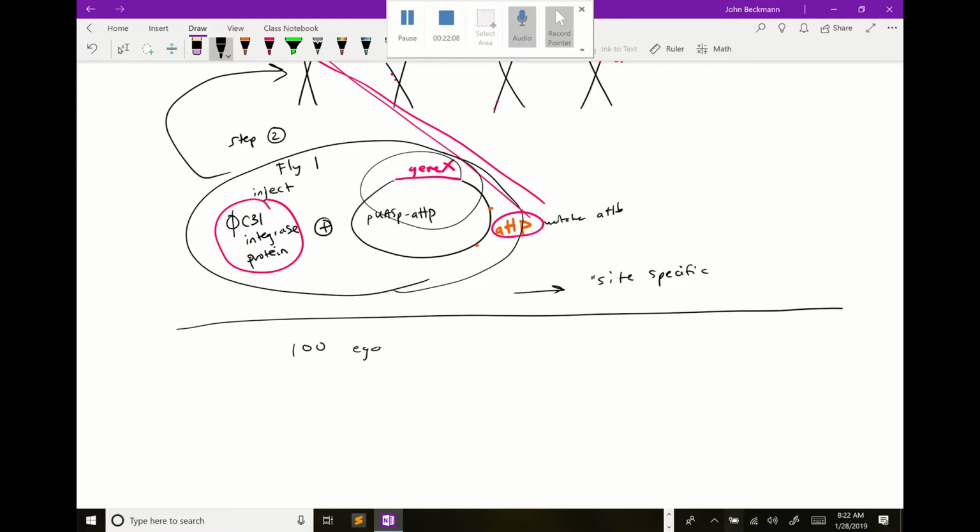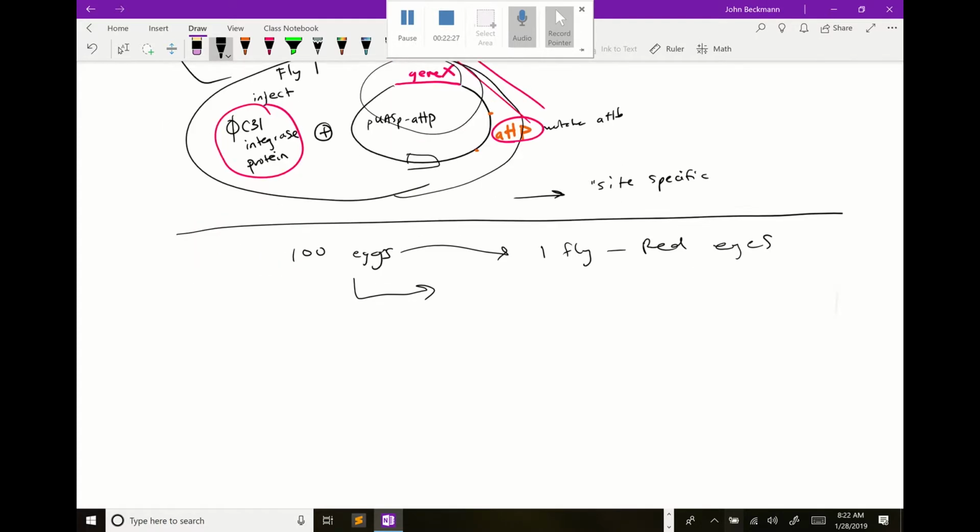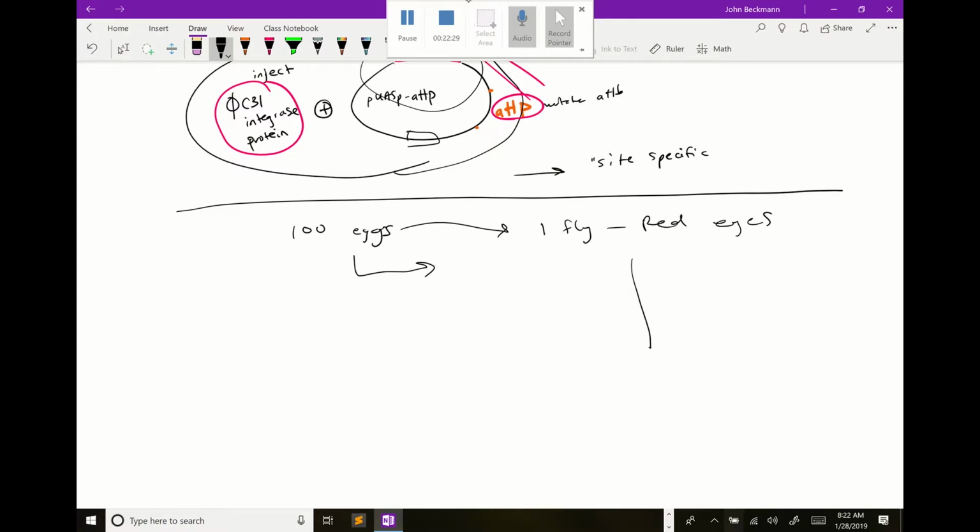Okay. And the way that we select for this is going a little bit more advanced right now, but the way that we select for this is on this plasmid, there's actually a gene that changes the eye color red if this insertion happened. So then we would take, say, one fly that survived these injections that grew up with red eyes. And that means that in that fly, at least one of those chromosomes had that insert. Right? Okay.